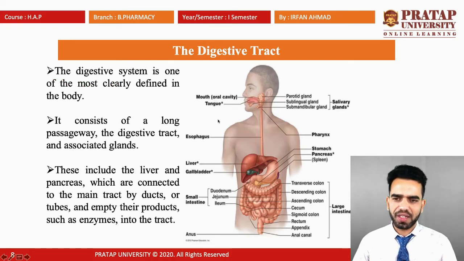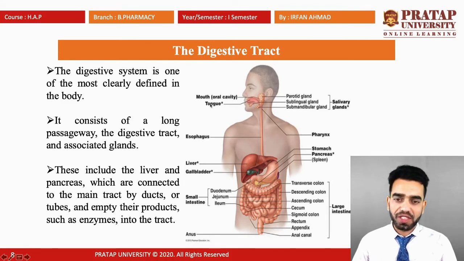Okay, so digestive system is most clearly defined in the body. From the diagram you can clearly see that this is a long passageway. This is a digestive tract. Whole is the digestive tract. There are glands which are associated with it. For example, liver is there, pancreas is there, which are connected to the main tract by ducts. Okay, and empty their products such as enzymes into the tract. Like you can see clearly that here this is a gallbladder, and this is a duct which goes into the duodenum, part of the small intestine. Okay, where it pours its chemicals or enzymes into this and digestion occurs.